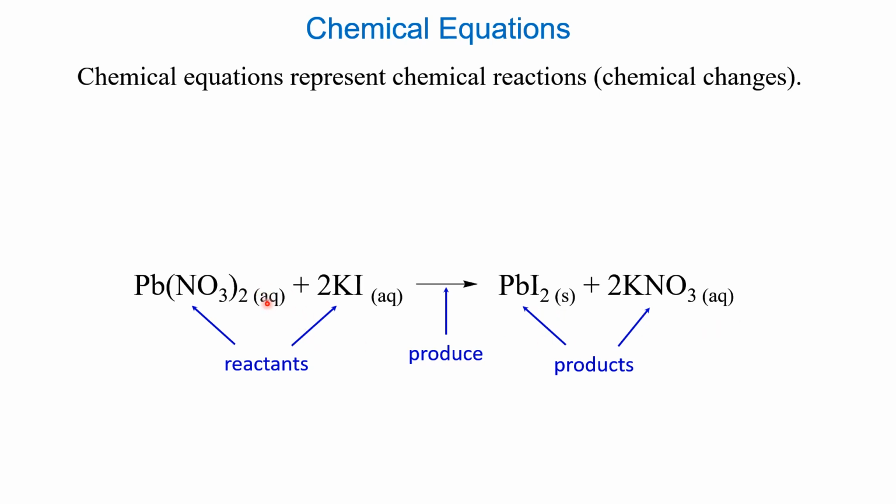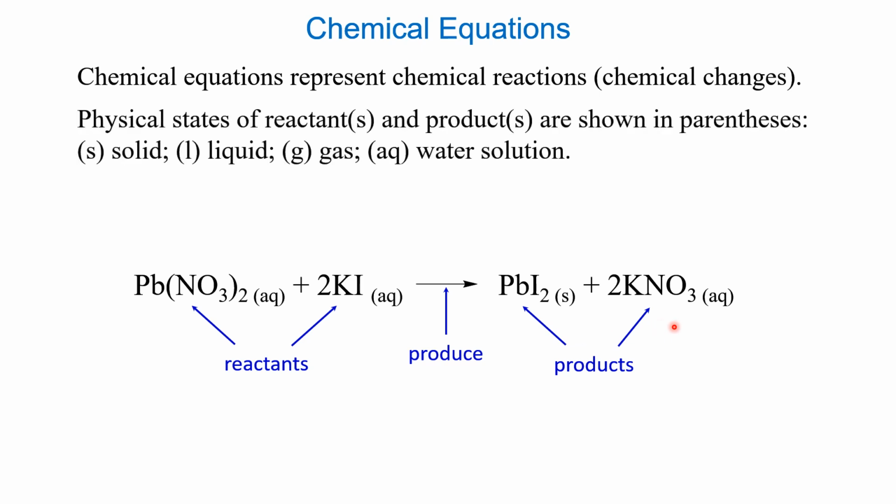And you may notice that aq means aqueous, as I just mentioned, that's a water solution. S means it's not soluble in water, so it's called a precipitate. So that is the physical state of the reactant or product. S means solid, L means liquid, gas is g, water solution is aq. Here shows this example, right? So in this reaction, we don't see liquid or gas, just solid and aqueous solution.